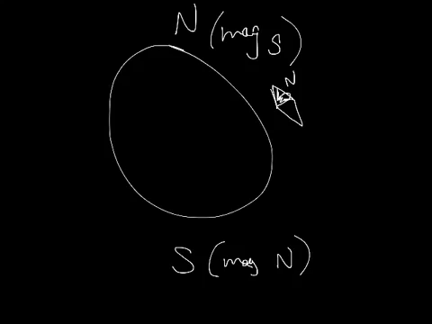The faster the earth spins, what happens? The stronger the magnetic field around a planet if it spins faster. What else about the earth? That's it. Okay?